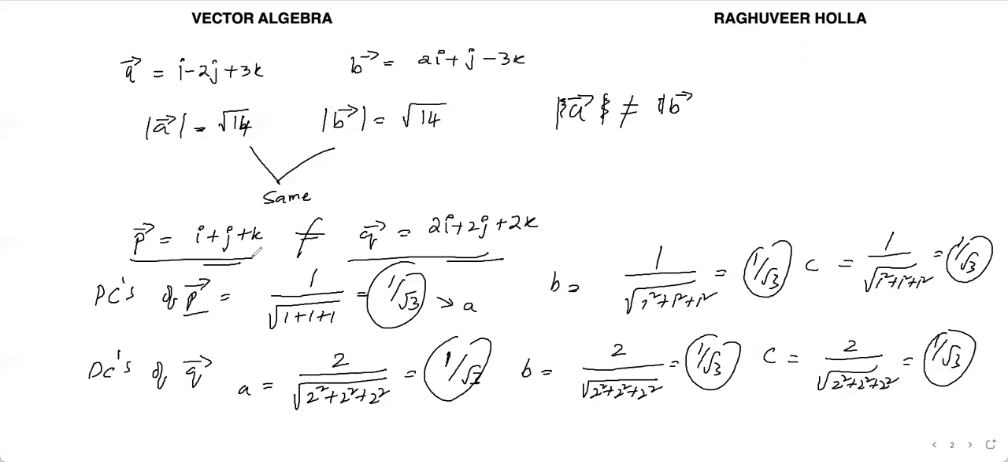So from these two examples, we have seen that two vectors having the same magnitude cannot be assumed equal, and two vectors having the same direction are also not necessarily equal. So these are the concepts which we understood. We'll solve a few more problems.